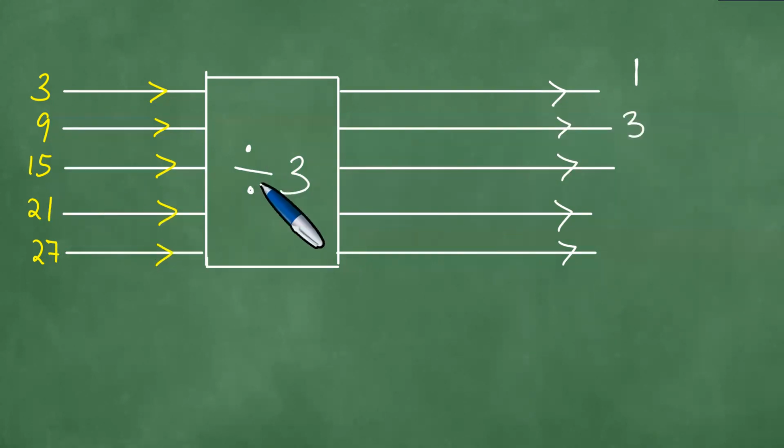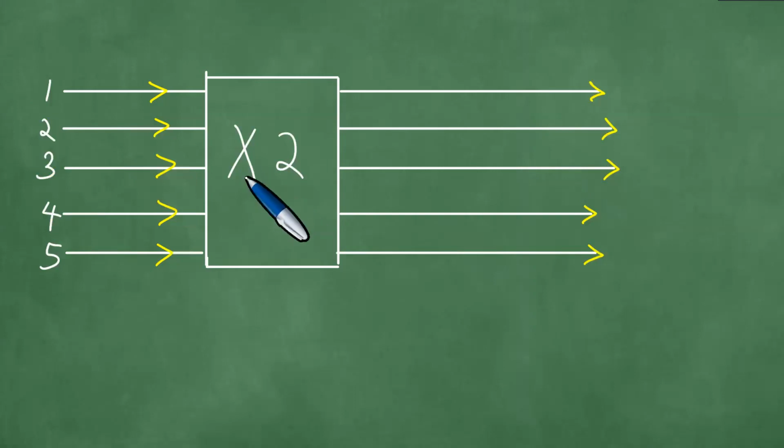What is 15 divided by 3? It is 5. 21 divided by 3. What is 21 divided by 3, Mpile? It is the number 7. What is 27 divided by 3, Mpile? 27 divided by 3. What's the answer? It is 9. Next question.